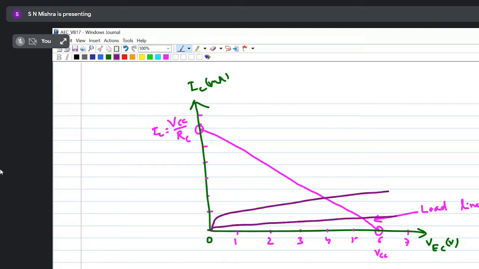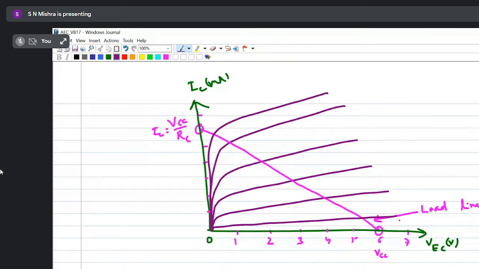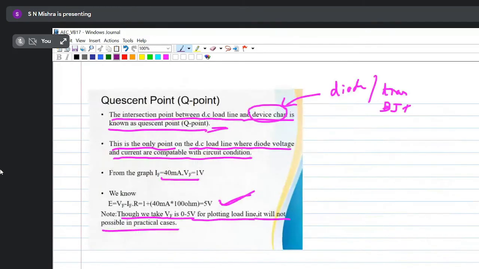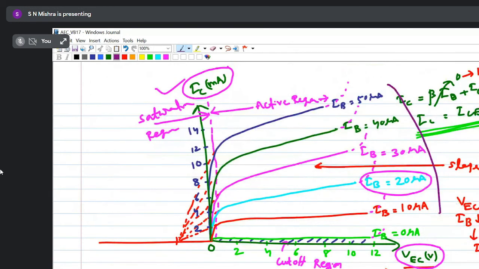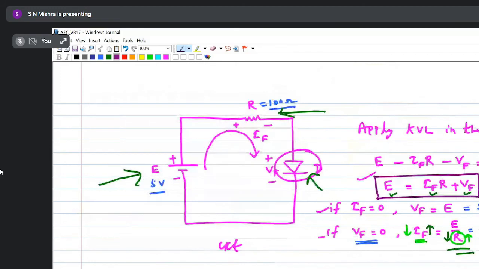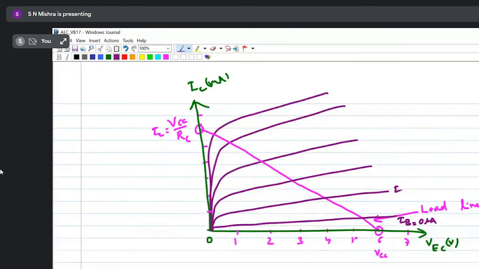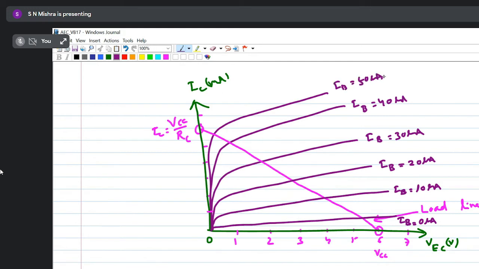So if I draw the transistor characteristic like this, we have seen the output characteristic for common emitter configuration. This is your IB 0 microampere. This thing we have already discussed. If you try to refresh, for different IB, VEC versus IC is what I am plotting. This we have already done in the lab also. 10 microampere IB, 20 microampere IB, 30 microampere IB, 40 microampere IB, 50 microampere IB. Okay.